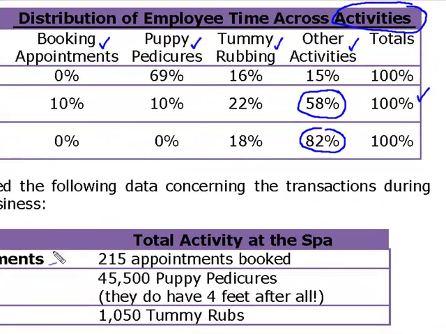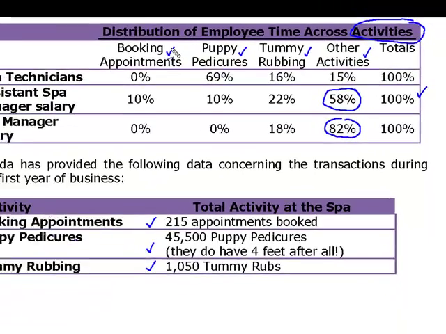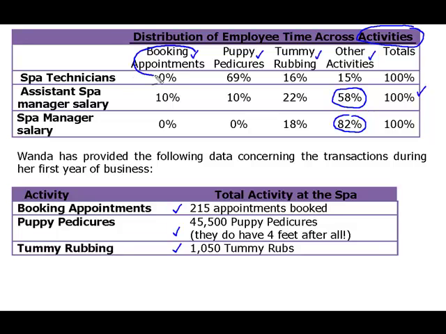And so now we've got to look and say, well, what is the basis, the activity-based costing? What we know is that we had 215 appointments, 45,500 puppy pedicures. Remember, they've got 4 feet, right? And 1,050 tummy rubs. So we know that these activities up here are now linked down here to the total activity at the spa for this period.